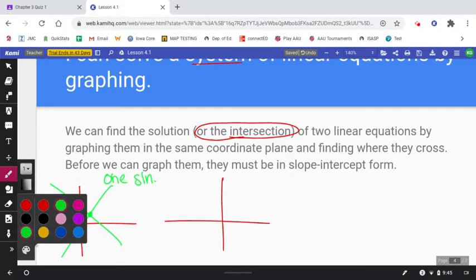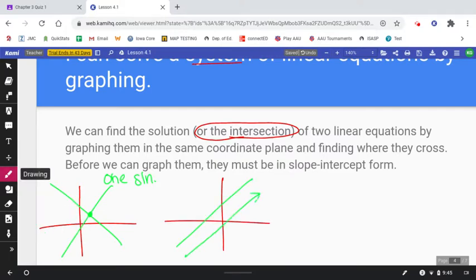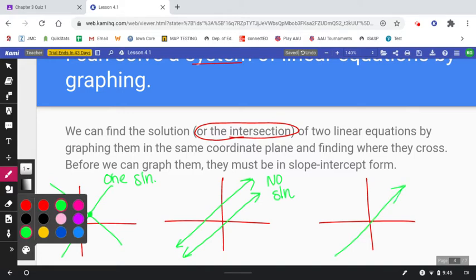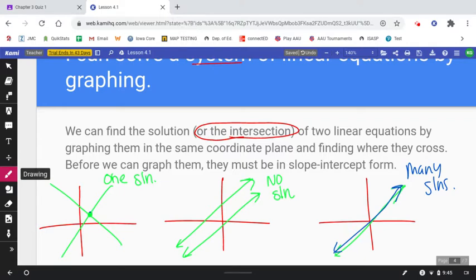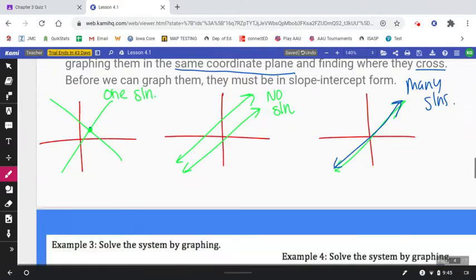We can have two lines graphed together that are parallel. And so there is no solution because they don't cross at all. The other option is when we graph the lines, they end up graphed on top of each other. So then this would be many solutions. So before we graph them, they must be in slope-intercept form. And then we're going to graph them on the same coordinate plane and see where they cross, if they cross.